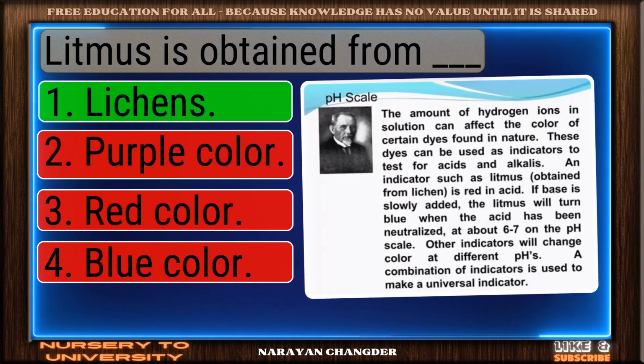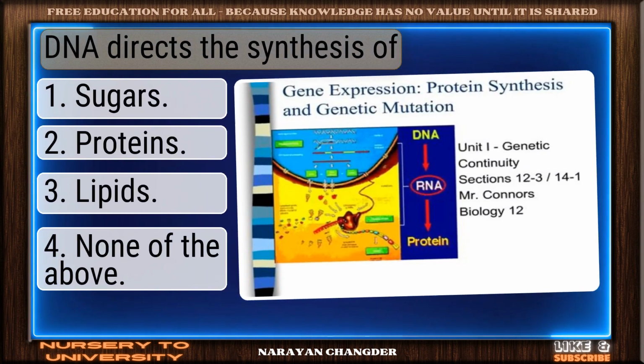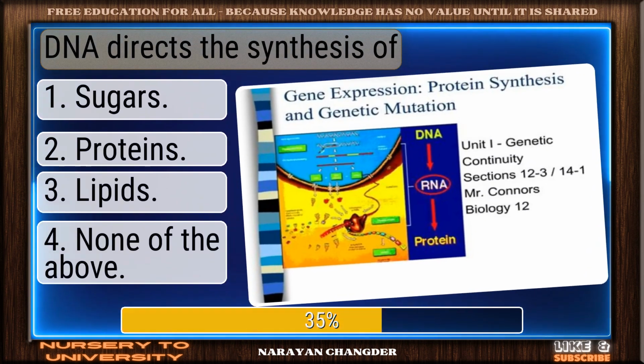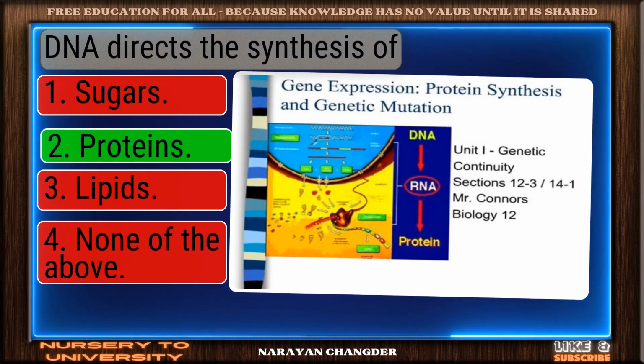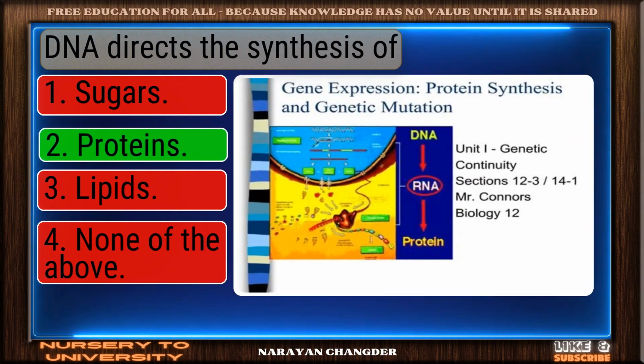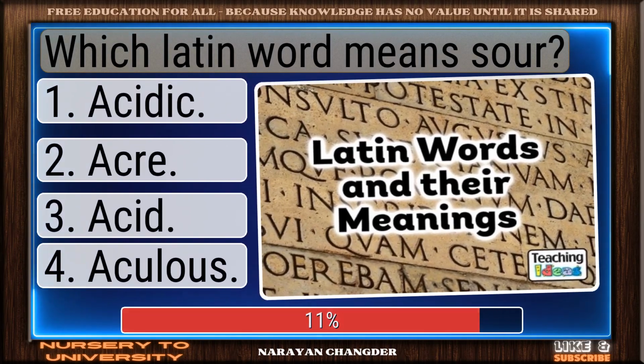Great thinking. Lichens is the right choice. Question number 179. DNA directs the synthesis of. Exactly. Proteins make sense, and it is the right choice. Question number 180. Which Latin word means sour?